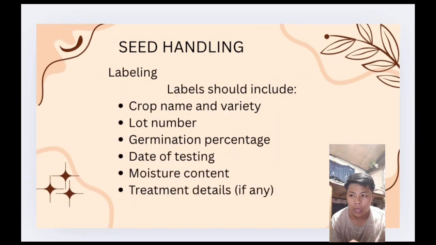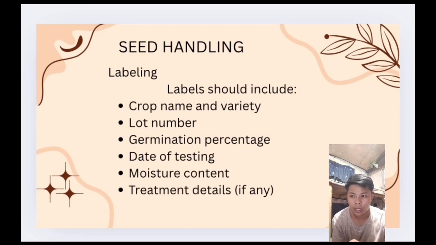Naapil niya diri ang atong labeling sa seed handling. So first is kaning crop name and variety. The type of crop and specific strain or developed variety. Also naapil diri ang lot number. Isa siya ka code assigned sa batch of seeds for identification o sa tracking. Also kaning germination percentage, proportion siya sa seeds expected to successfully sprout under ideal conditions.